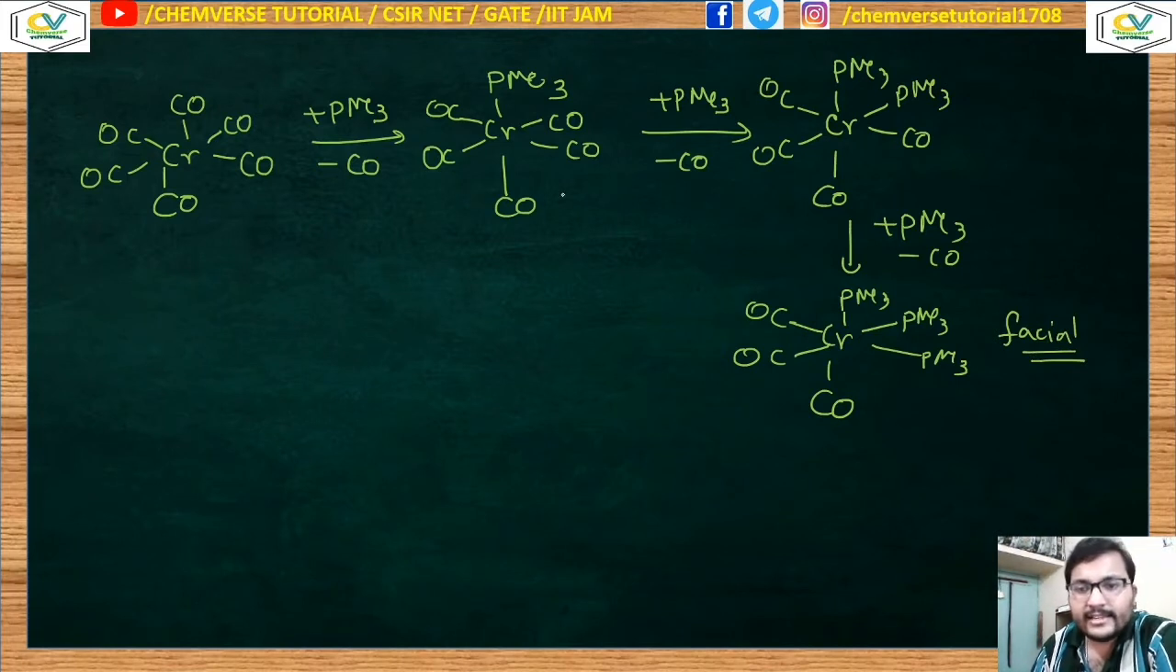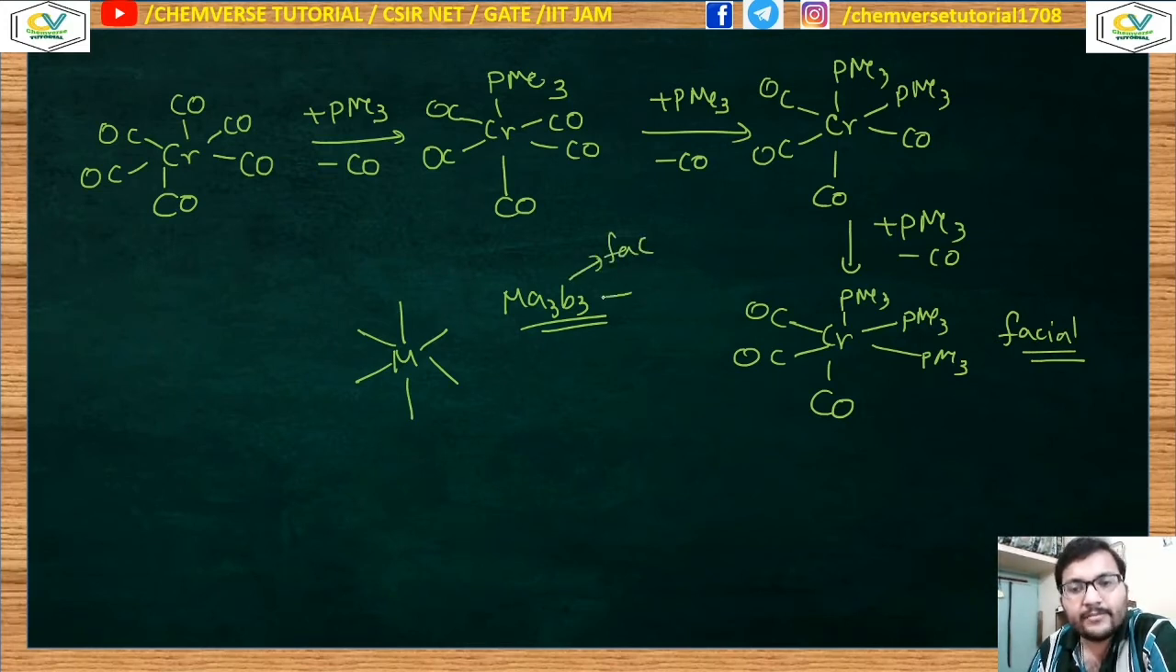In the previous class I said that for MA3B3 like ligand sets, it can have two types of isomers. One is your facial isomer, another is your meridional isomer. I will make a separate video on isomerism in the coordination playlist, and I will upload the video very soon. There you can find how this kind of coordination molecule adopts different isomerism.